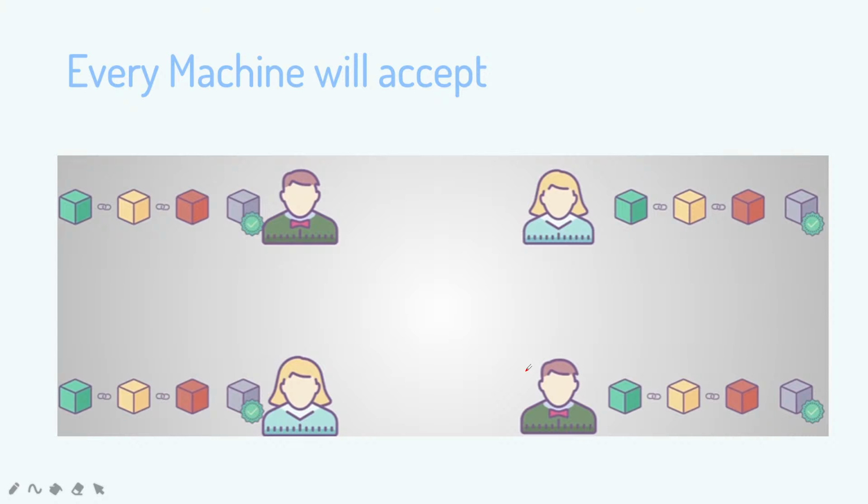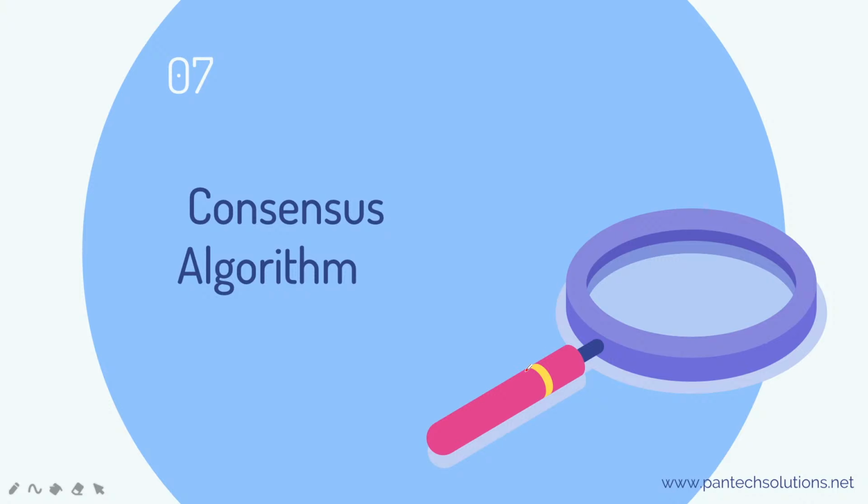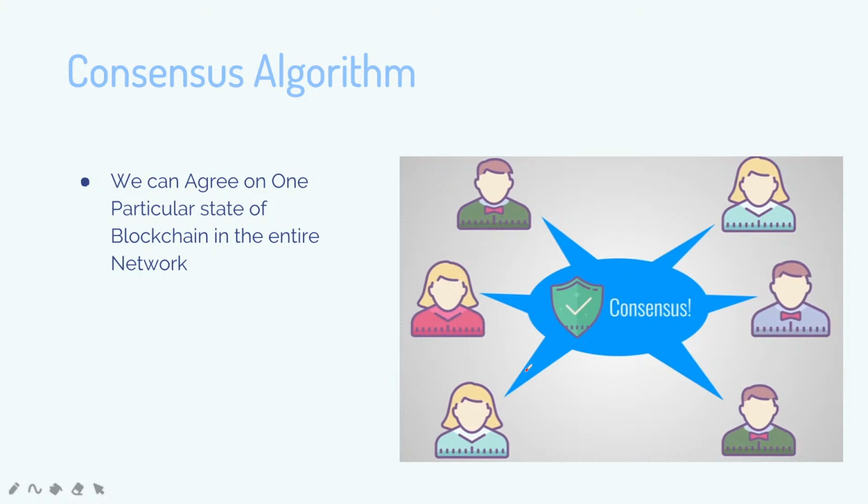So for that purpose we are using different types of algorithms. They are generally called consensus algorithms, okay. Here you can see the consensus algorithm is nothing but agreeing on one particular state of blockchain in the entire network. That is, all the persons in the blockchain network need to agree on the new block. When all the persons agree, we can add the block. If 51% of the persons do not agree with inserting the new block, we can't insert it, okay. So that is called a consensus algorithm.